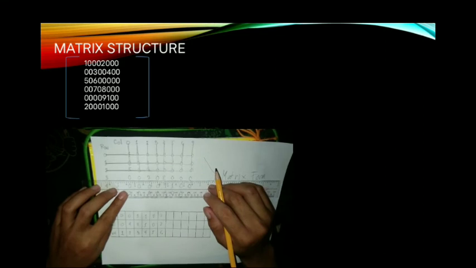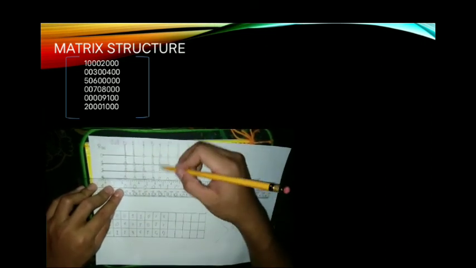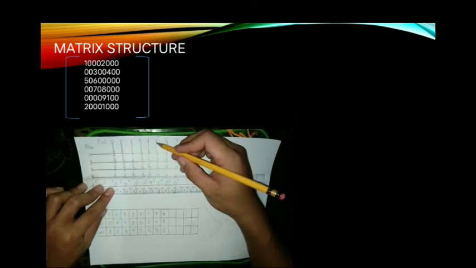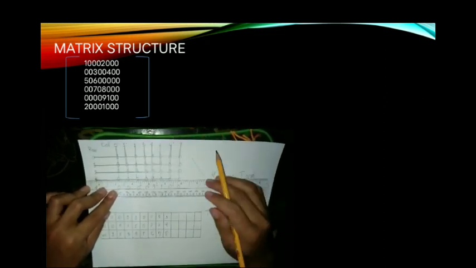So we will proceed to row 3. Row 3, column 0, value is null. Row 3, column 1, value is null. Row 3, column 2, value is 7. Row 3, column 3, value is null. Row 3, column 4, value is 8. Row 3, column 5, value is null. Row 3, column 6, value is null. Row 3, column 7, value is also null.